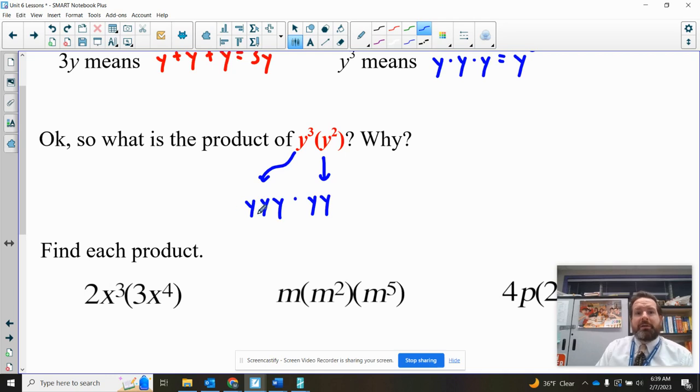If this is all multiplied together, well, then it's just a bunch of y's multiplied. There's 1, 2, 3, 4, 5 of them. We should end up at y to the power of 5. So think of these exponents as counting how many y's are multiplied. So if we're multiplying these together, we're simply going to add those exponents, 3 of them here and 2 of them from here, for a total of y to the 5th.